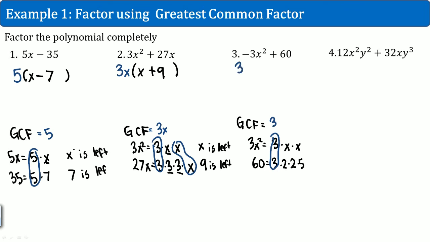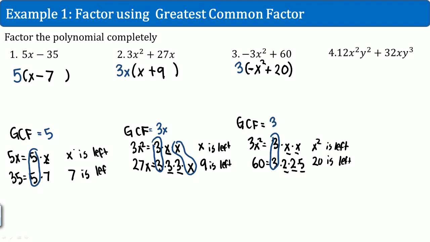So you can just write a 3 here. Don't worry about the negative for right now. So what is left over here? Well, we have an x squared that is left. And on the bottom, 2 times 2 times 5, which is 20, is left. All right, so we put the parentheses here. We have an x squared here, but remember, you see the negative? Make sure you bring down the negatives, right? Add what is left from the 60, which is a 20, right? Remember, what's inside the parentheses is the terms that are left.